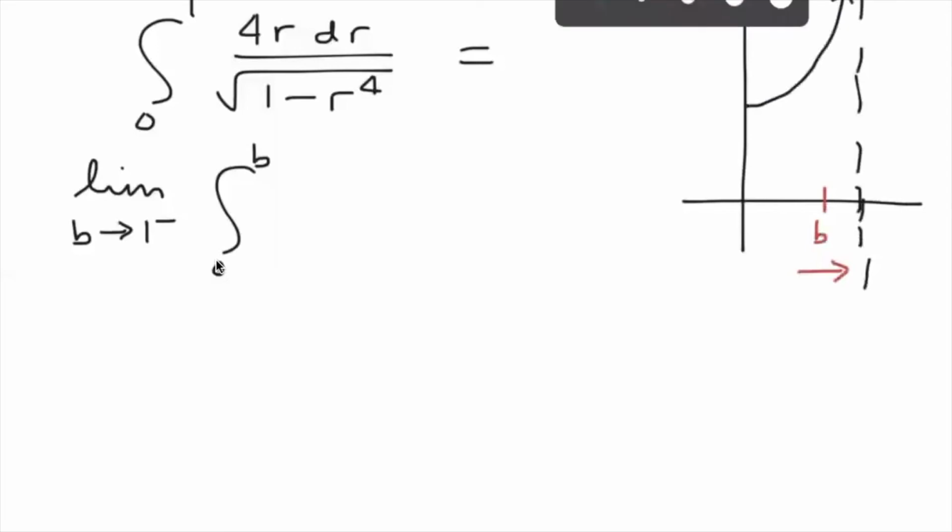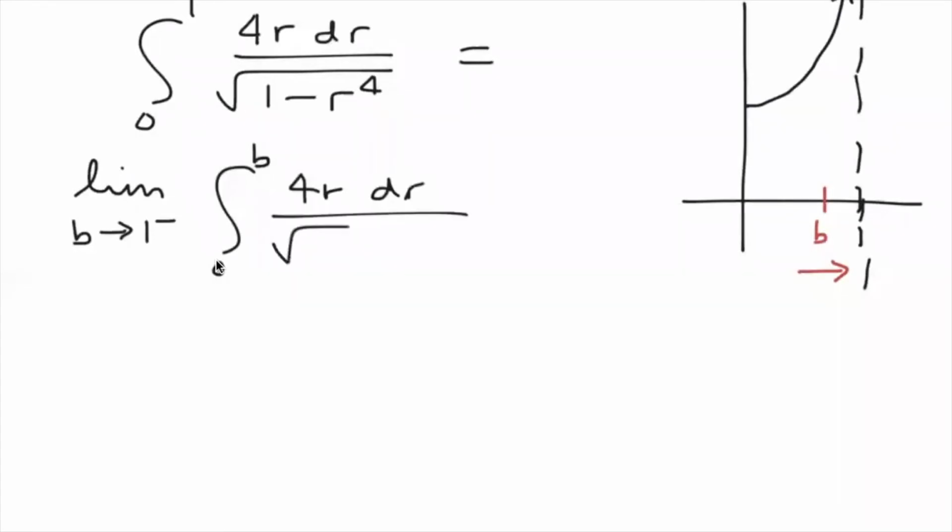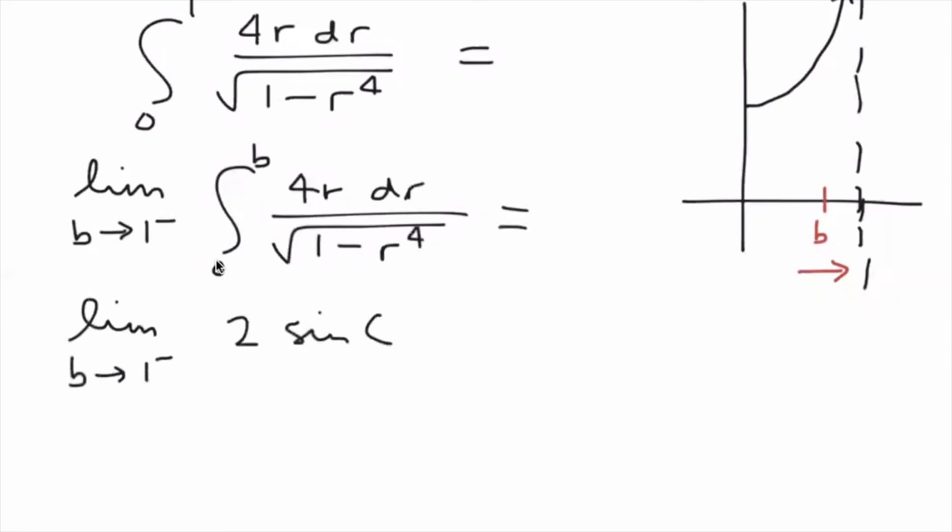Okay, so integral from 0 to b, 4r dr over the square root of 1 minus r to the 4th. All right, we have that antiderivative. We got that out of the way at the beginning, so that's going to be 2 inverse sine of r squared. Plug in b, plug in 0.